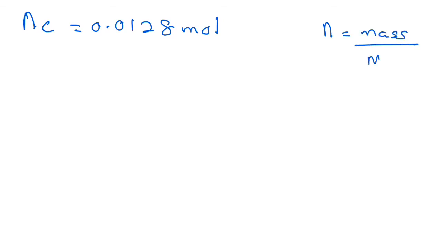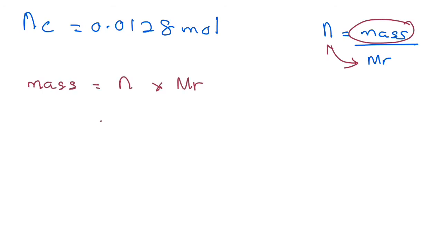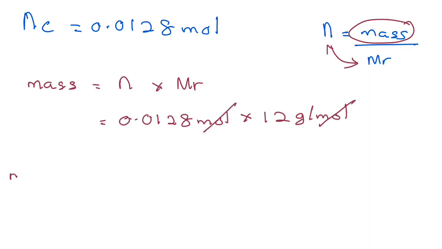From the number of mole carbon that we get, we can determine the mass of carbon by using the formula mass is equal to mole times molar mass. In this case, we want to calculate the mass of carbon, so the molar mass is 12. Then you can get the mass of carbon, which is 0.1536 gram. Don't forget to insert the value into the table that you tabulated previously.